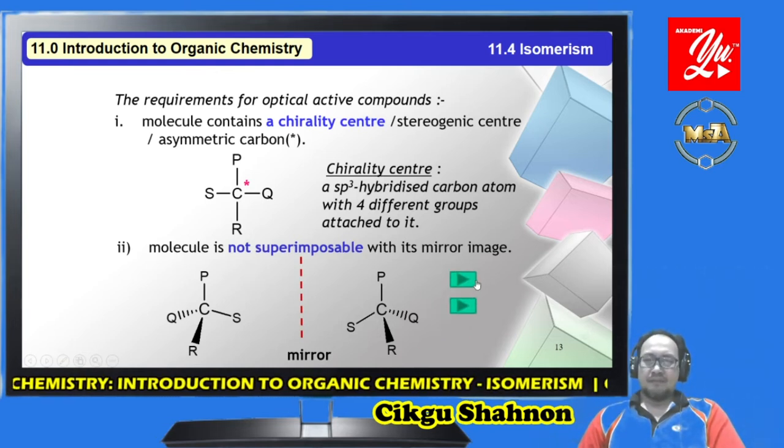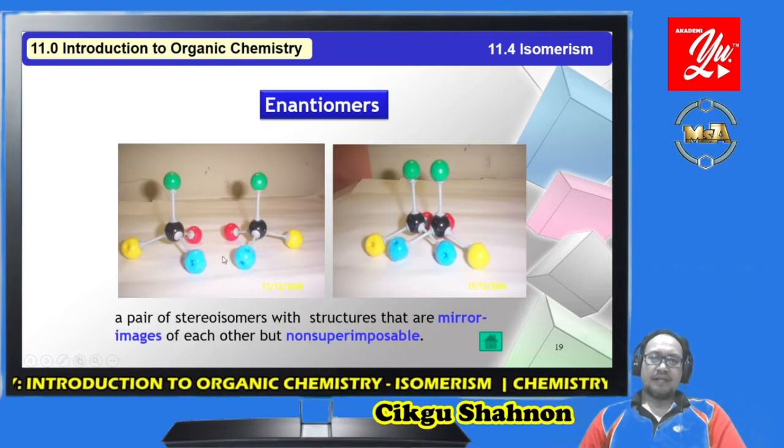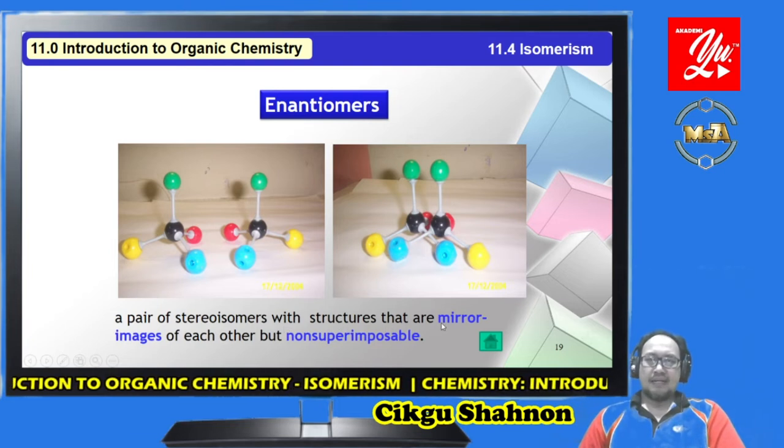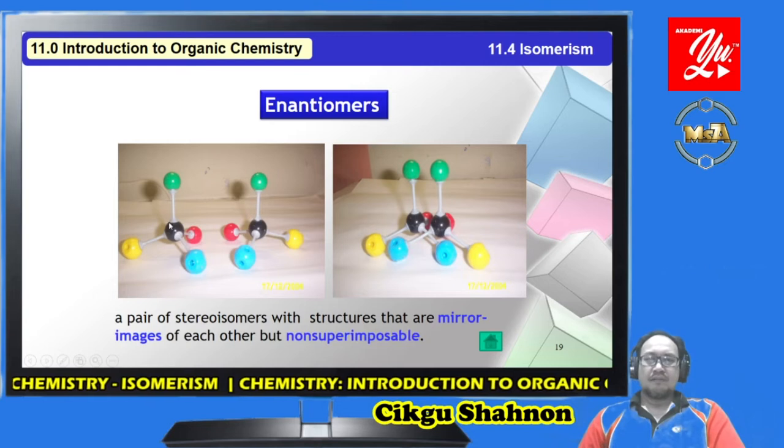Okay, look at the model here. A pair of stereoisomers with structures that are mirror images, but not superimposable. Look at this, we have an sp3 hybridized carbon here. This is carbon with four different groups. The color is different: the green, yellow, blue, and red. Okay, this is the mirror image.